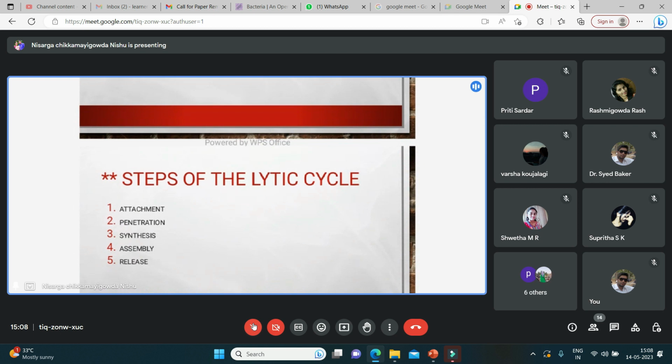Okay, so we move on to the lytic cycle steps. In the lytic cycle, the first step is always adsorption, attachment, followed by penetration, which basically means entry into the cell. Then it is replication or the biogenesis stage, followed by assembly, maturation, and release. These are the different steps involved in replication in a lytic cycle. Let us look into each one in detail.